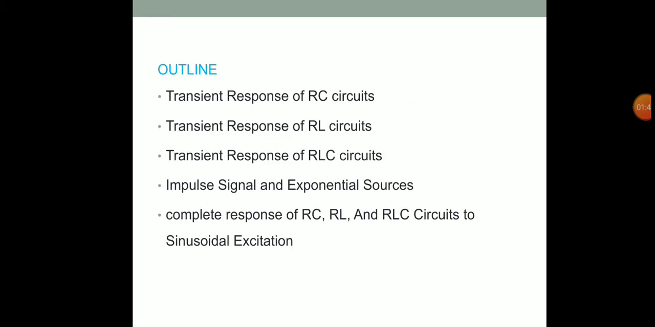Now we go to the outline of this presentation: transient response of RC circuits, transient response of RL circuits, transient response of RLC circuits, impulse signals and exponential sources, complete response of RC, RL and RLC circuits, sinusoidal excitations.